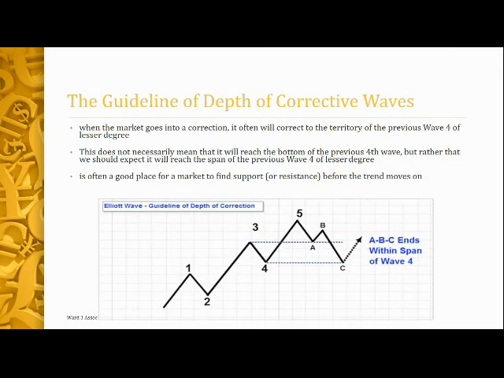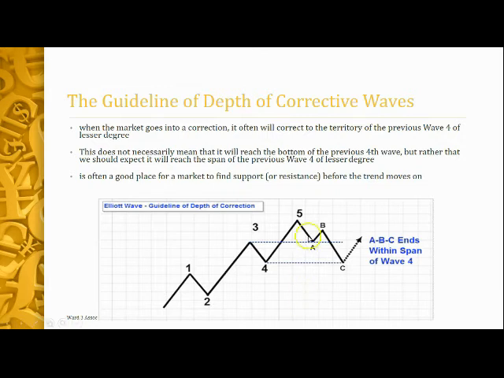The guideline of depth of corrective waves. What this says is, when the market goes into a correction, it will often correct the territory of the previous wave 4 of a lesser degree. This does not necessarily mean it will reach the bottom of the previous 4th wave, but rather that we should expect it to reach the span of the previous wave 4 of a lesser degree. It's often a good place for a market to find support or resistance before the trend moves on.